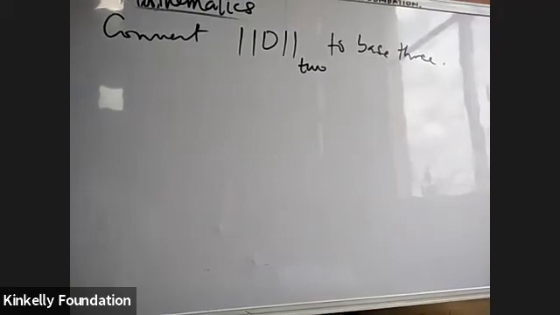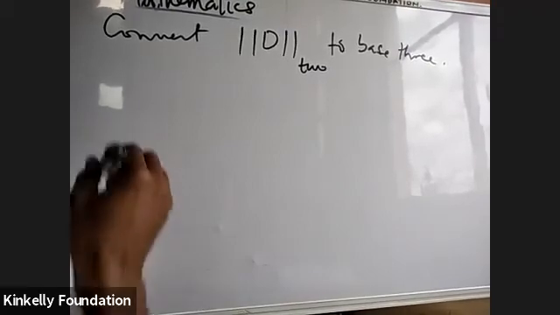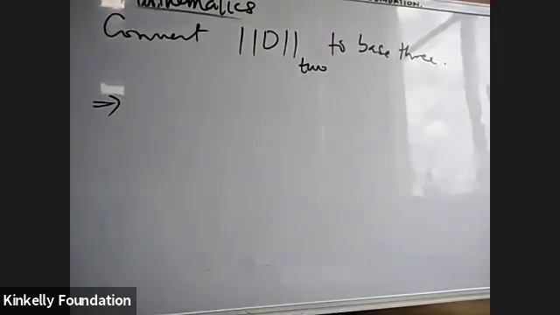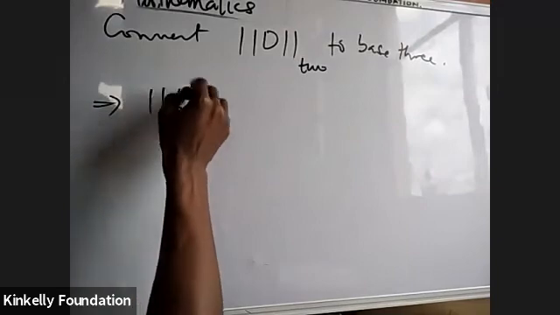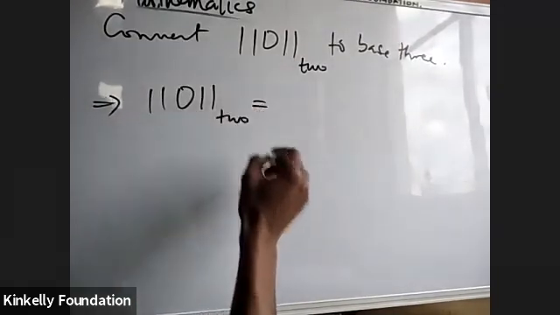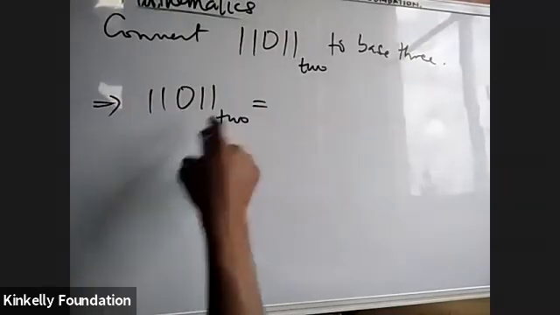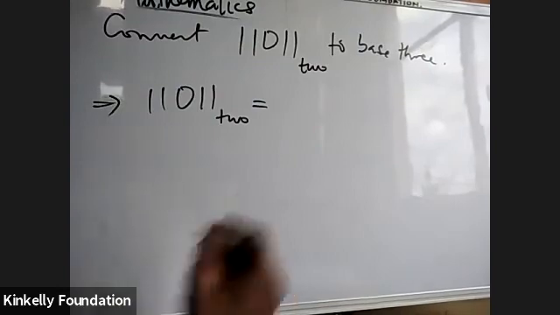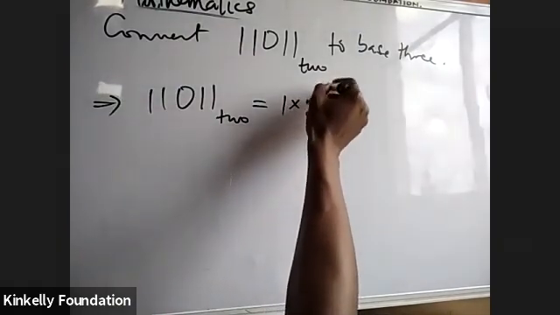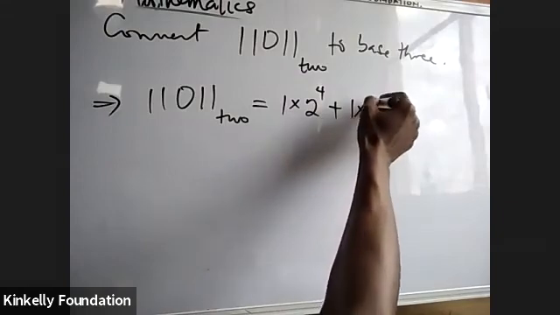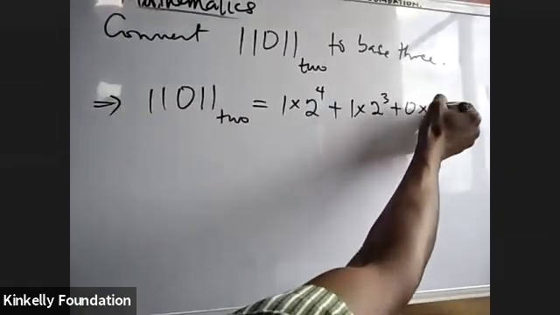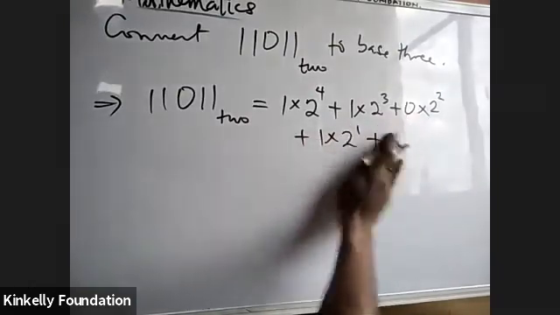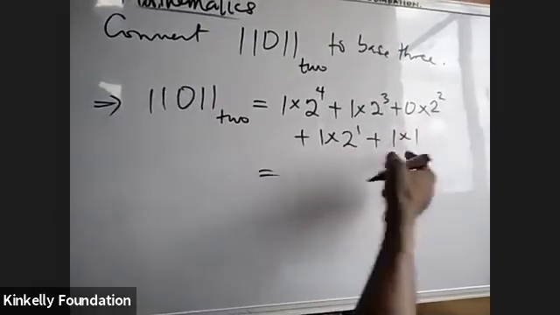Convert 11011 base 2 to base 3. Now in this case, to convert base 2, first of all go to base 10. That is by expanding base 2 in powers of each base. Now we have 5 digits, and the highest power will be 4. 1 times 2 raised to the power 4 plus 1 times 2 raised to the power 3 plus 0 times 2 raised to the power 2 plus 1 times 2 raised to the power 1 plus 1 times 1.